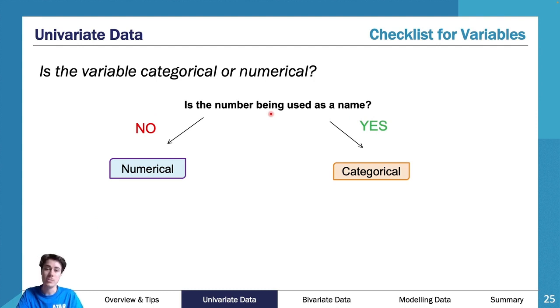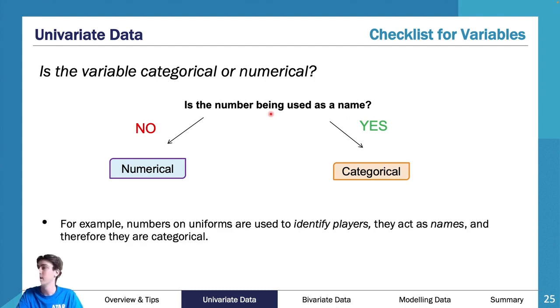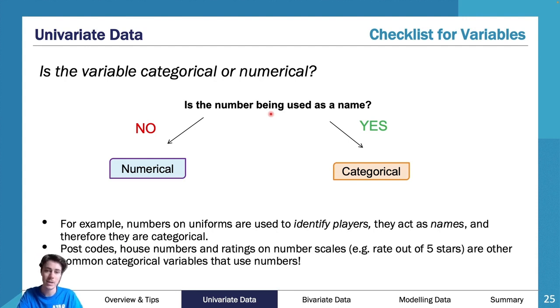So this is that example there. Is the number being used as a name? So postcode. Another way of thinking of this is a house number. Another way is like a rating, so 5 stars. A really common one as well is shoe size. Shoe size comes in numbers. Starts at 0, goes up to ginormous sizes, like 20 or something. They are a number, but they are utilized to describe a size, and therefore we would call that ordinal categorical.